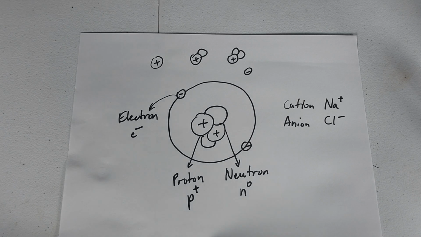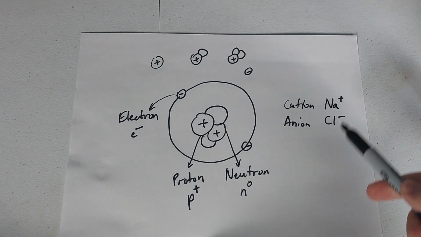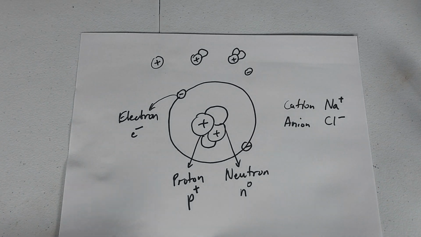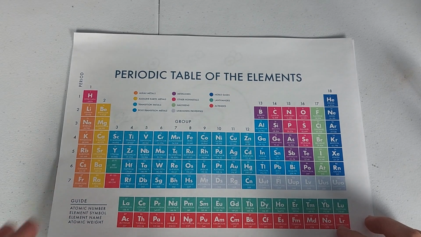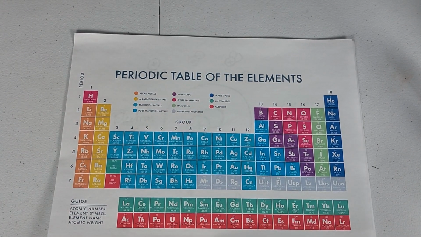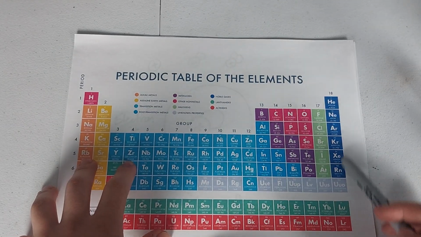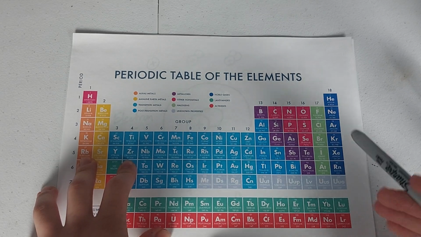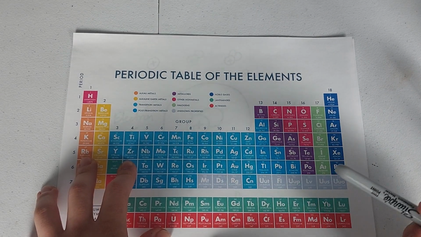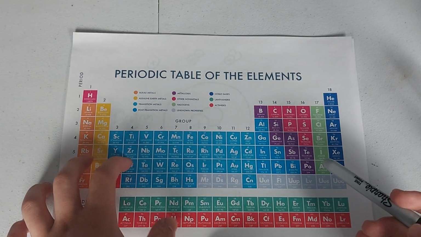Now the question is, what decides if you become a cation or an anion? And to do that, we have to look at the periodic table again. The goal of any element is to fill up its outer electrons. Generally, that number would be 8 electrons. So these guys all have 8 electrons. So this column 18 right here doesn't want to give up or gain any more electrons. They're happy as is.